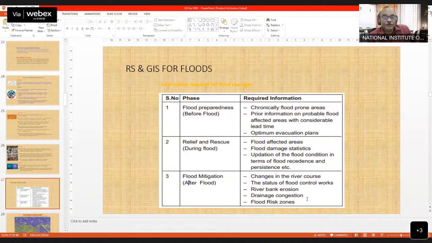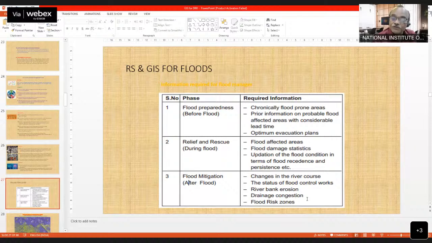Now you see the remote sensing and GIS, what you will do during the preparedness period. Before a flood, you have to prepare, you have to identify the flood prone areas and get prior information on probable flood affected areas with considerable lead time. In the lead time, you have to get the prior information on those areas and an optimum evacuation plan. You have to get the evacuation plan ready, and you can do those things using your database, and physically you can visit the area and prepare the evacuation plan.